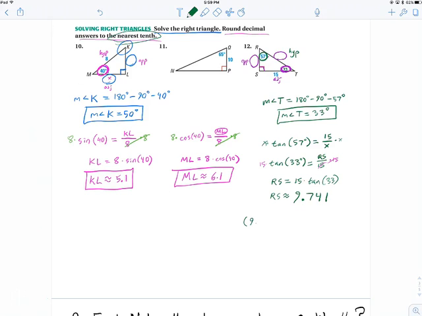I know that one of the legs squared, plus the other leg squared, is equal to that hypotenuse squared, so RT squared. Then my RT is just equal to, if I square root both sides, the square root of that whole other side. So 9.741 squared plus 15 squared. I don't need to use more trig, although absolutely you're welcome to. But once you have 2 legs of the right triangle, you can always use the Pythagorean theorem.